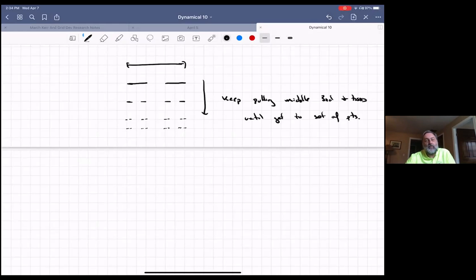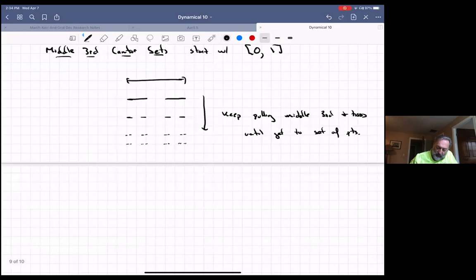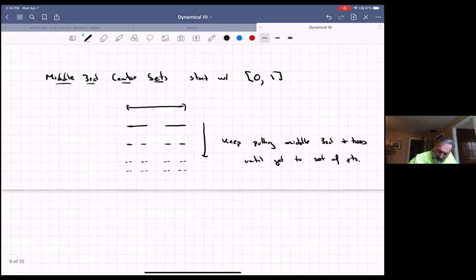Okay, so you keep doing that until you get down to a set of points. So that's where each interval becomes one distinct point in your set. Now, the thing about the middle thirds Cantor set is that it is still dense. But it has no length.